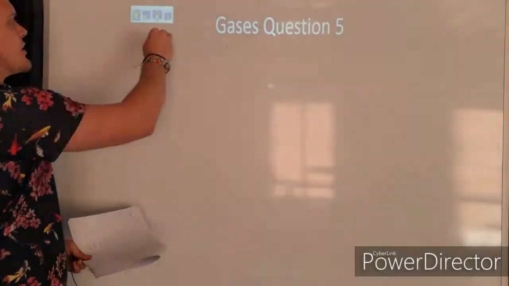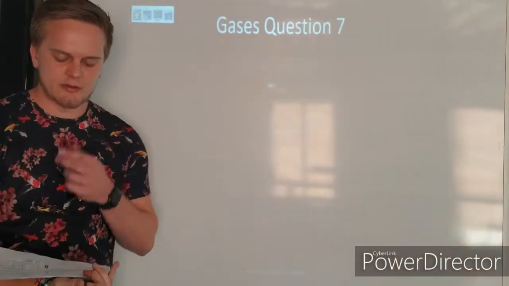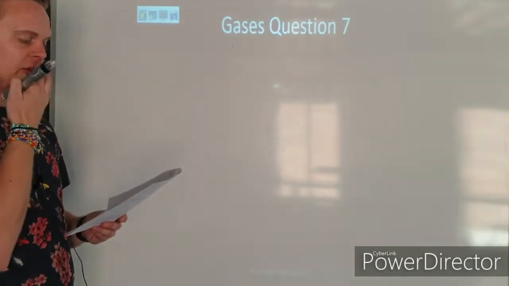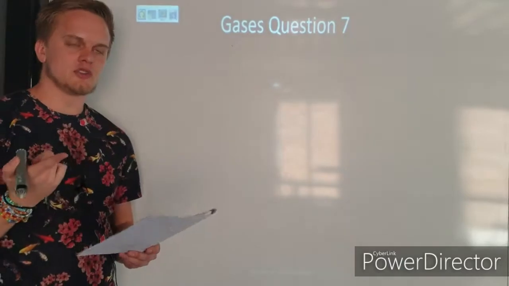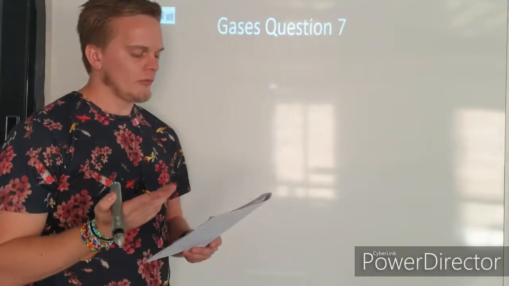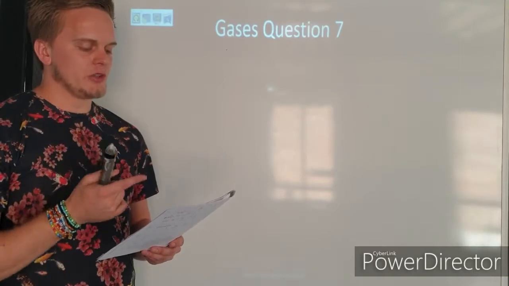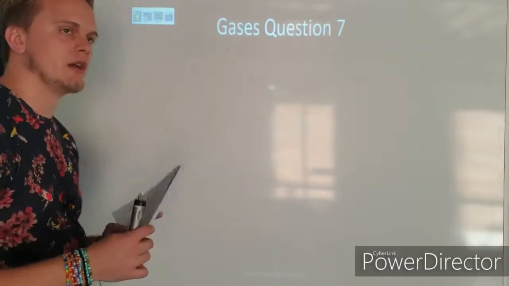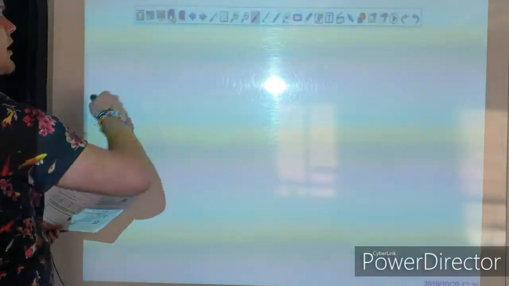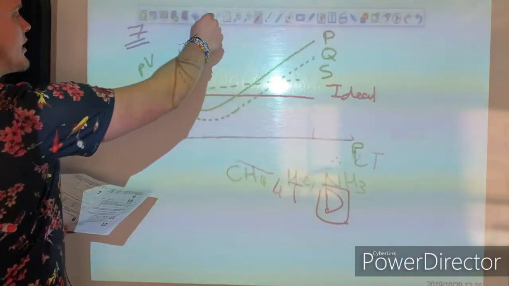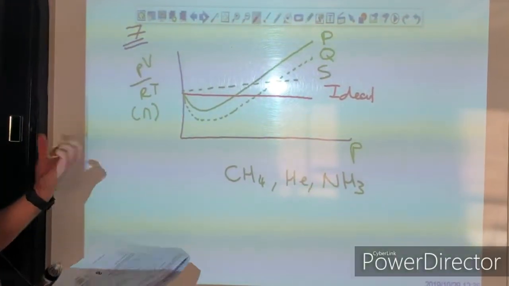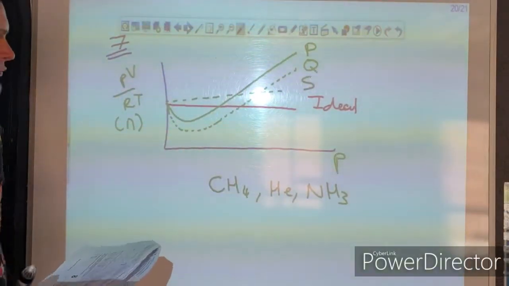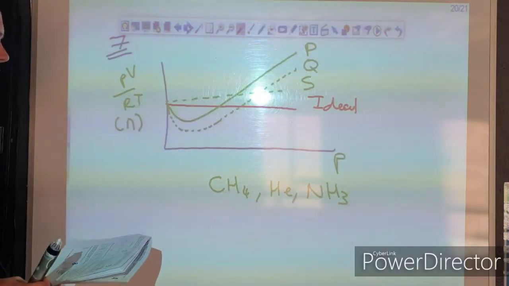Then our next question on gases is question 7, where they give you the graph, which I copied onto the whiteboard, of PV over RT, and you should know that that represents moles, over P. They give you lines P, Q, and R, and they want to know which one is which. So this is our ideal gas law graph, okay? That straight line R is basically our ideal gas. And now we just need to compare the different gases.